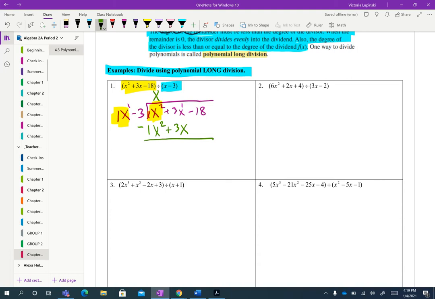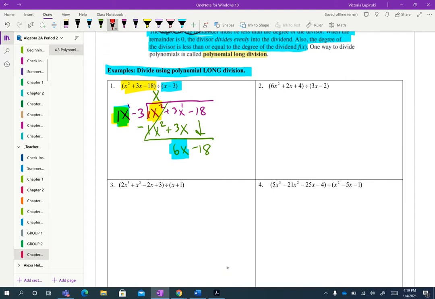Then you're going to go ahead and add up and down the columns. So a positive 1x squared minus a 1x squared, that will cancel out to be 0. A positive 3x minus a negative 3x will give you a positive 6x. And then you're going to go ahead and bring down the negative 18. And now it's time for round 2. In order to do round 2, you're again always asking yourself first into first. So now you're trying to ask yourself 1x times what would give me 6x. So hopefully that very easily comes out to be a value of 6.